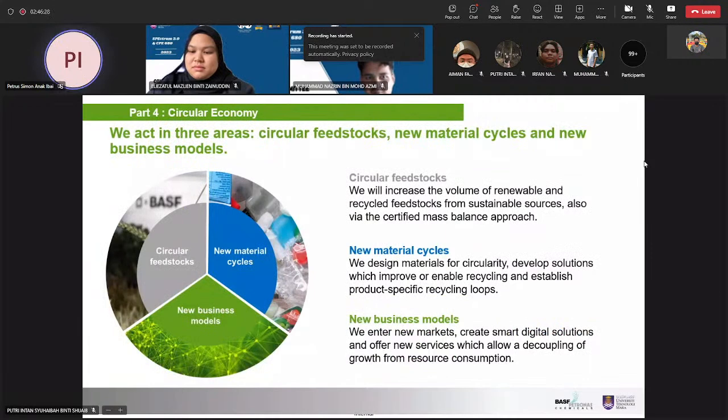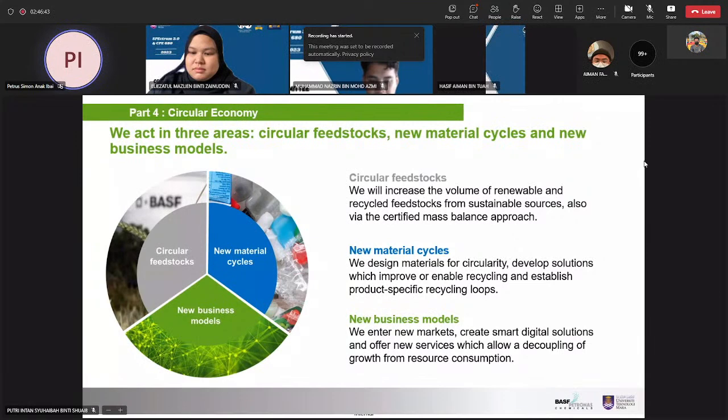There are three models that we are going to look into here: circular feedstocks, new material cycles, and new business models. The first one is circular feedstocks.